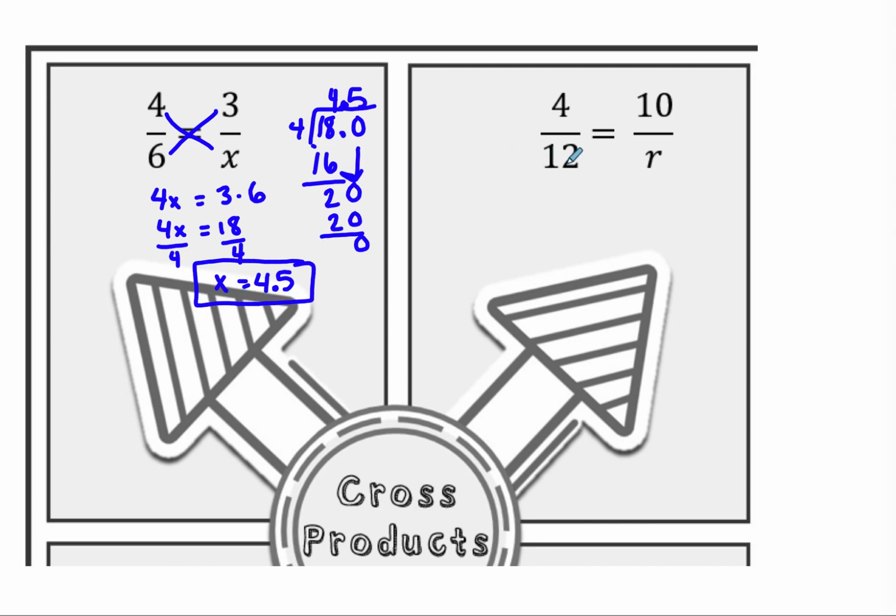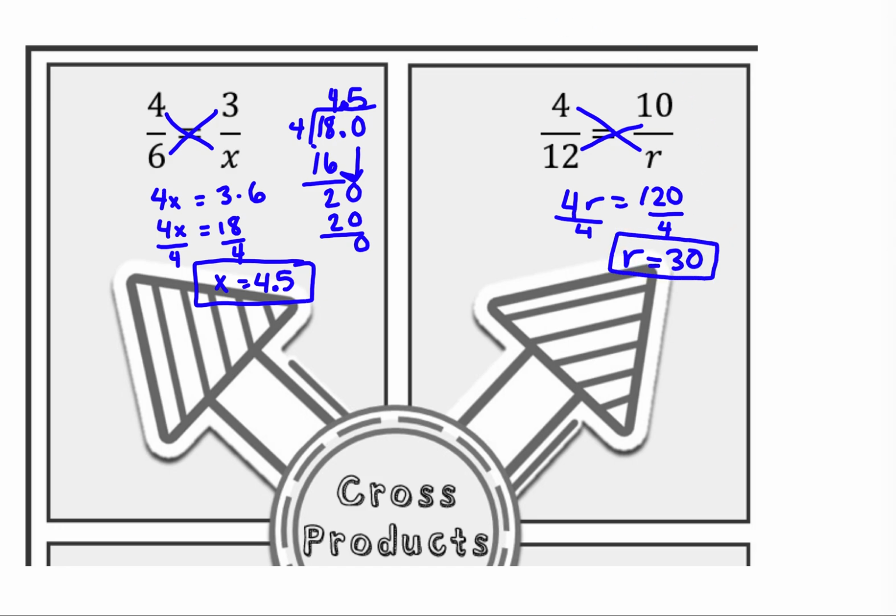All right. Let's take a look at this one. If we're going to do cross products, multiply on those diagonals. So we have 4 times r, which is 4r. Then we have 12 times 10, which is 120. We need to divide by 4. Then we get r equals 30.